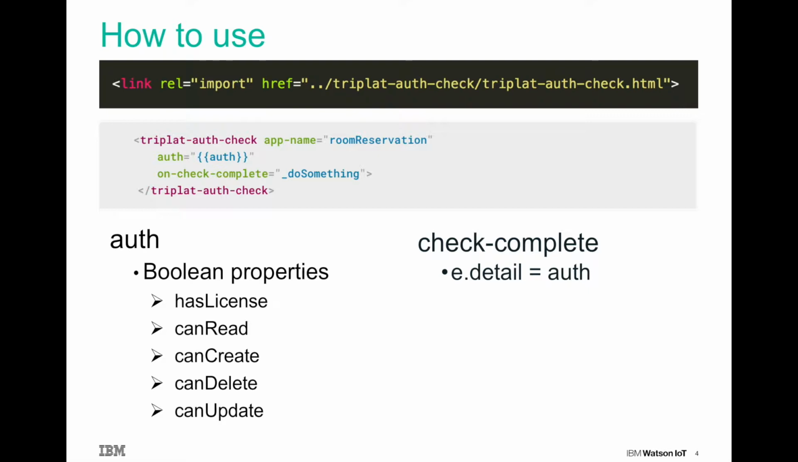The second property is the auth property, and it is the helpful binding I already mentioned. It has 5 Boolean values representing every access the user has. Finally, the check complete event can be used to trigger processes that were waiting for the authentication check to be completed.